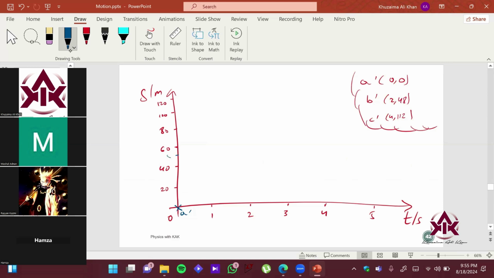So 48, this is 50. 40 would be around this. Okay, this would be around approximately here. This is point B bar, and at 4 seconds it goes to around 112. That is this point, right? So you can see it's going to be sort of, let me just fix my point. 2, 48 would be around here, right? So it's going to be sort of this trend.